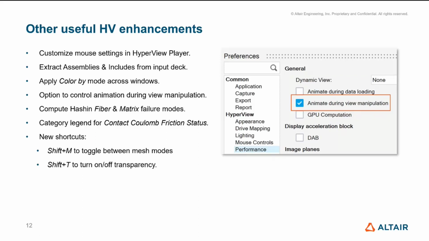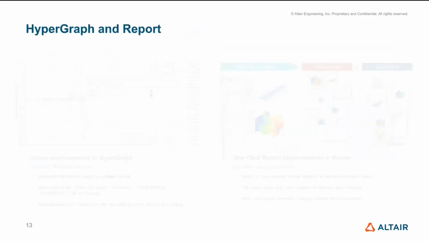Then for the new HyperWorks, we have added a couple of shortcuts. One is a Shift M to toggle between the different mesh modes. And then there is also a Shift T option to turn on off transparency of hidden parts. And lastly, I want to mention that we have dark theme support now across all the HyperWorks applications. So this is not specific to HyperView. You can basically enable dark theme across all the HyperWorks applications from this release. So with that, I conclude the HyperView part.